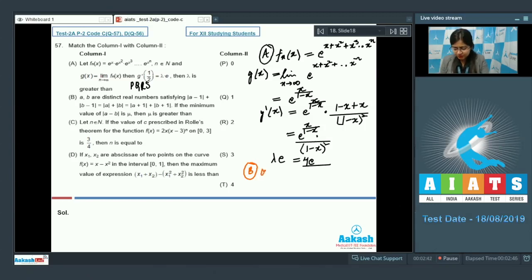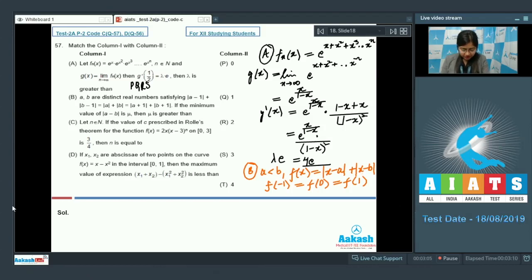Here let's assume that a is less than b. Also let's assume a function f(x) equal to |x minus a| plus |x minus b|. So here we see that it is given to us that f(-1) is equal to f(0) is equal to f(1). This is what has been given to us.